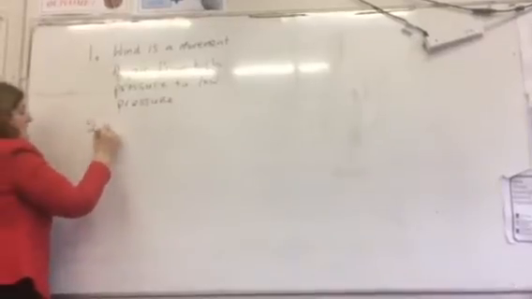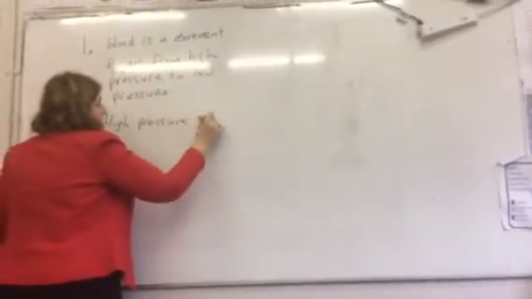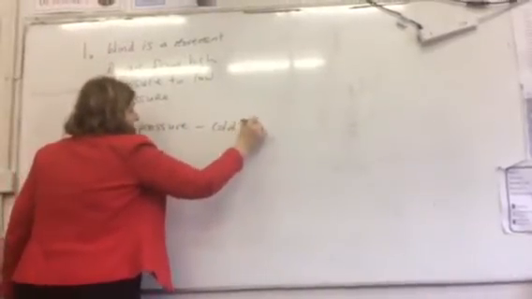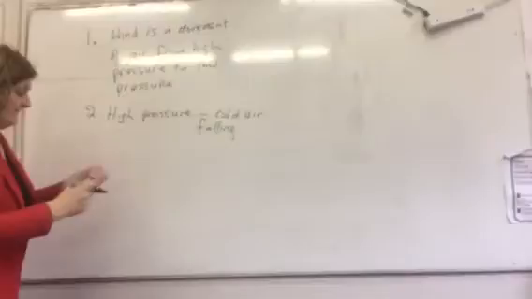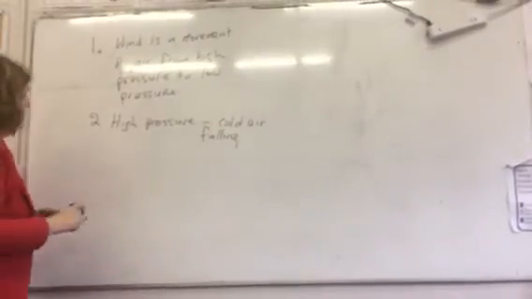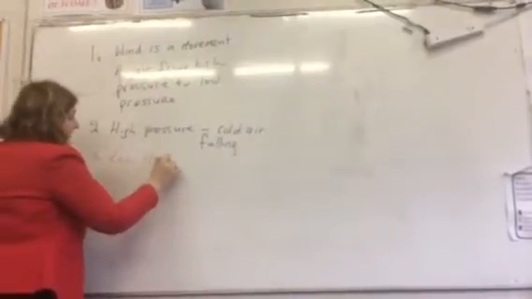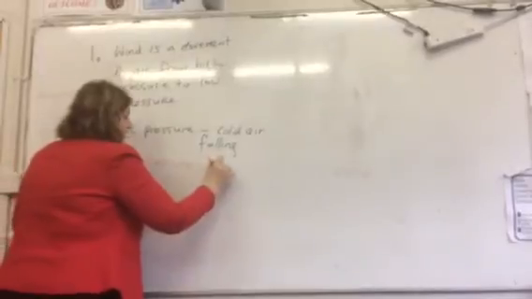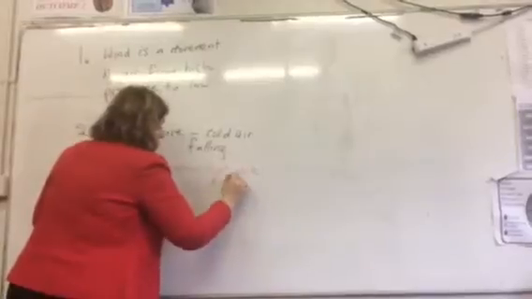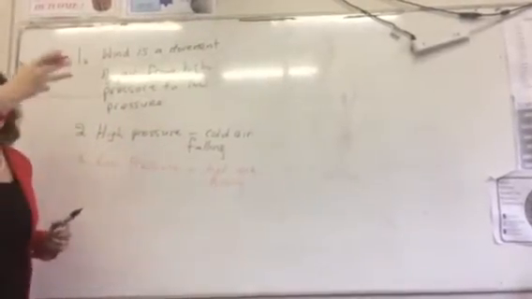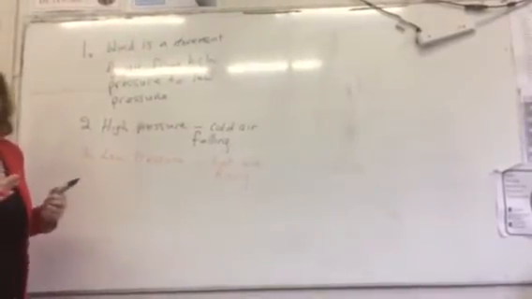The second thing you have to know is that high pressure is caused by cold air falling. Cold air sinks, so it's cold air falling. The third thing you have to know is low pressure is caused by hot air rising. So if you ever looked at your stove, you'll actually see the heat rising up off the stove. So low pressure is hot air rising.